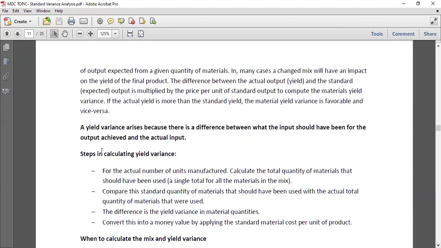So as you can see, in terms of the steps, first get the actual number of units manufactured, which gives the total quantity of materials that should have been used. Then compare the standard quantity of materials that should have been used with the actual total that were used. Then get the difference, which will give you your yield variance in material quantities. And then you are able to convert this into money value by applying the standard material cost per unit.